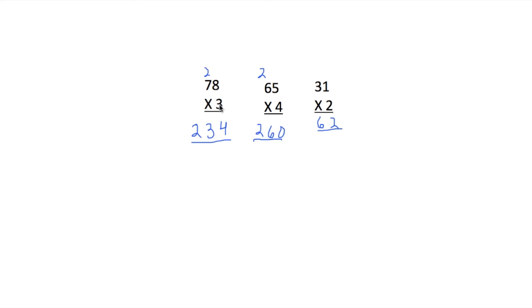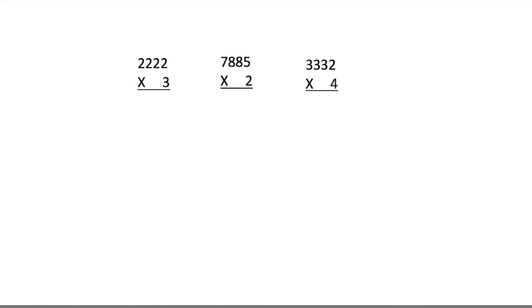Let's move on to our next set of examples. These are going to be our last set of examples. Hope you got an idea about how you multiply one-digit numbers by hundreds and tens. We're multiplying them now by thousands.